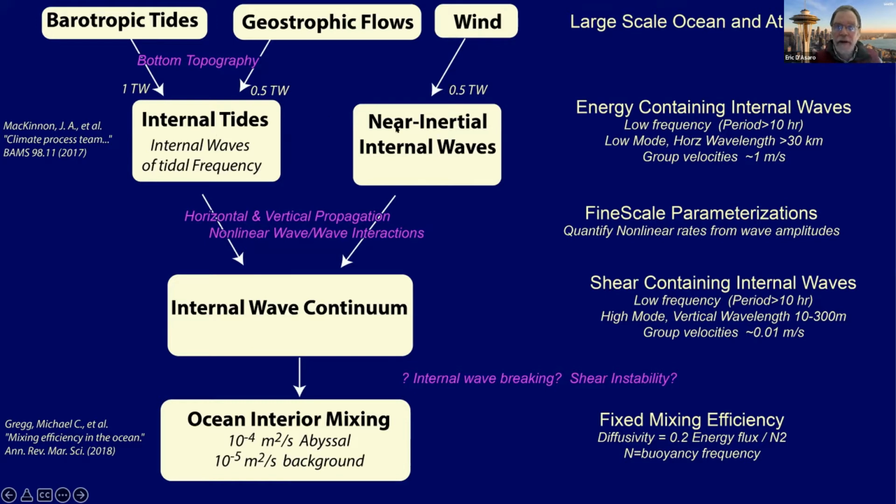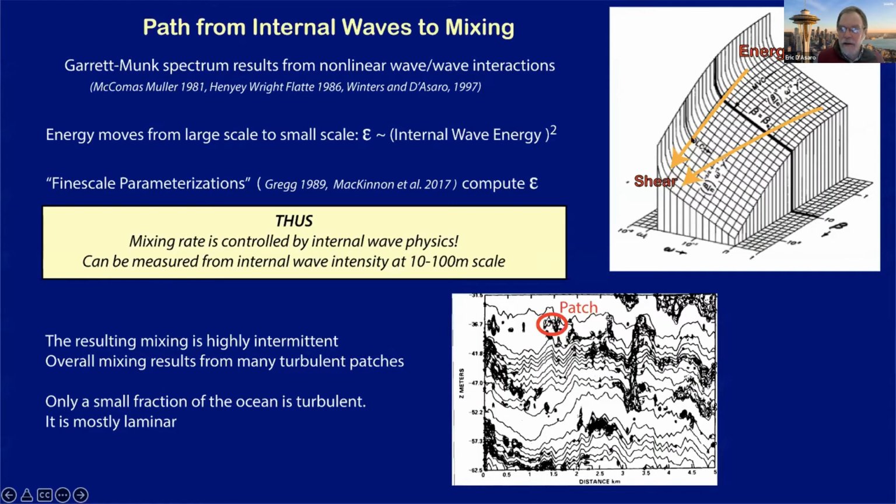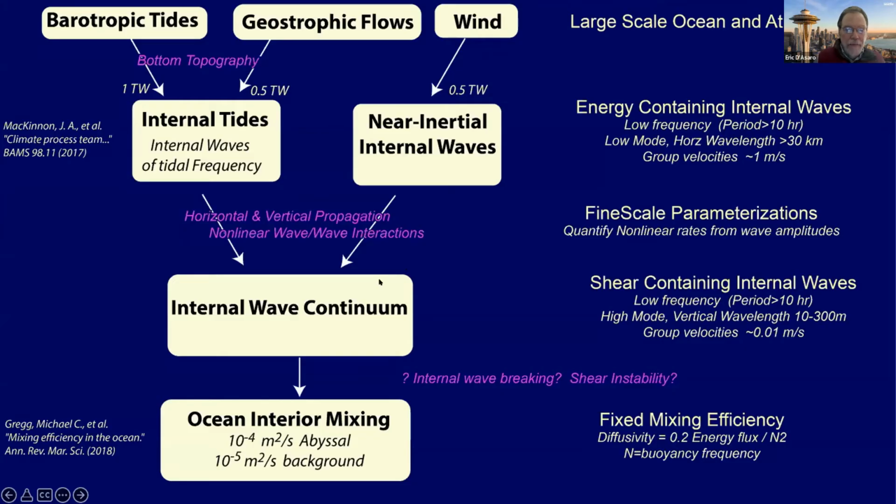Both the internal tides and the near inertial waves are dominated by low frequency, low mode motions. And those have pretty large group velocities, of order a meter a second, which means that they can propagate horizontally. And that's why there are internal waves everywhere, because these low modes can propagate all around the ocean. No matter where the sources are, the energy gets spread out a long way through the ocean. These motions nonlinearly interact to make what's called an internal wave continuum. The internal wave continuum is this broad Garrett-Munk spectrum here. And the rates that go from here to here are given by these fine scale parameterizations, which I talked about.